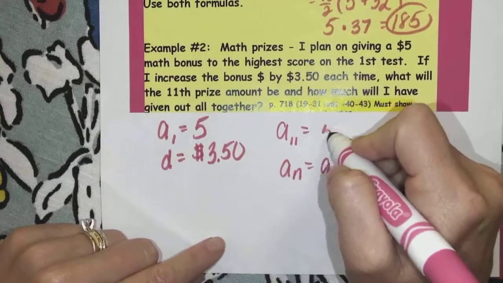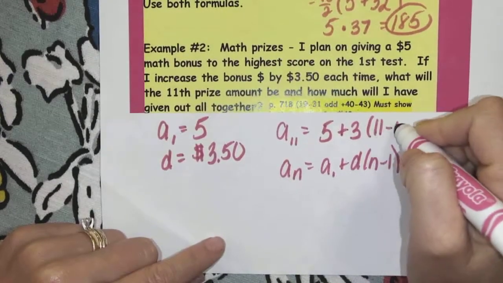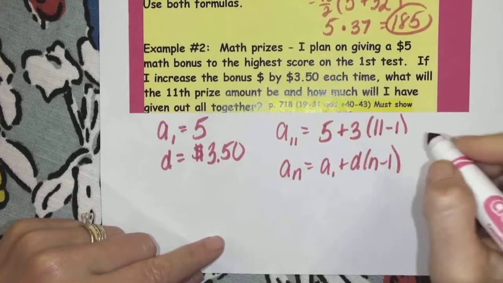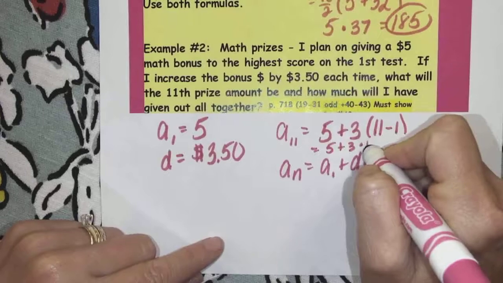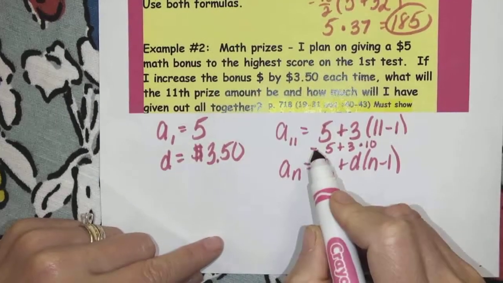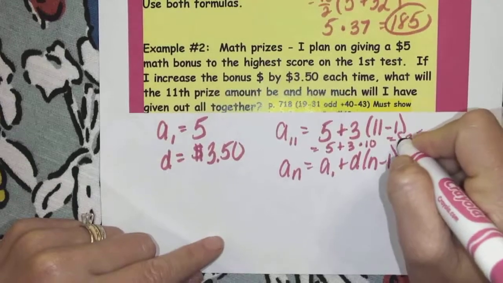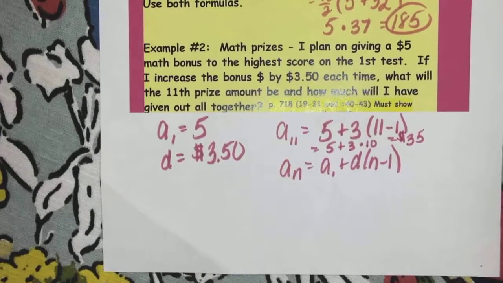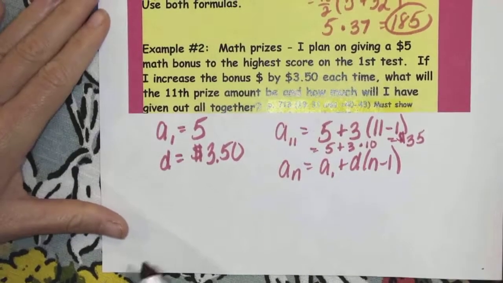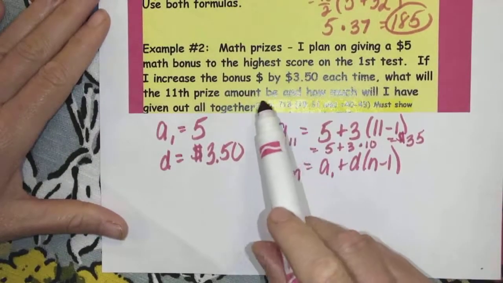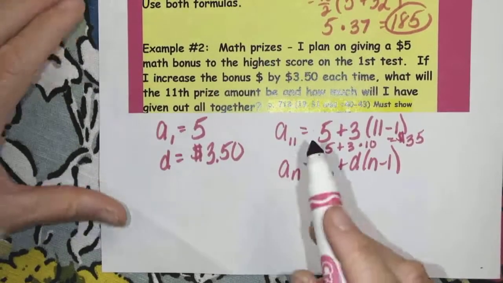So I'm going to plug in a 5 for a sub 1. I'm going up by 3, and I want the 11th term. So for this particular one, I'd have 5 plus 3 times 10, which is 5 plus 30, which is 35. So on the 11th test, the person with the highest score will get 35 bucks. But now it says, how much will the 11th prize be, and how much will I have to give all together?